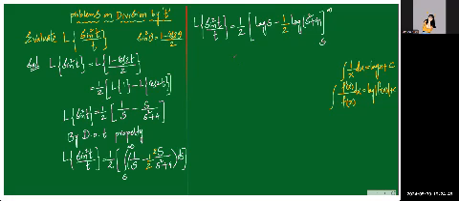Now again, further simplification is very, very important. 1 by 2 will be there outside, let it be outside only. This 1 by 2 also, we want to take it outside. If I am taking this 1 by 2 outside, it will come outside, and here it becomes 2 log s.